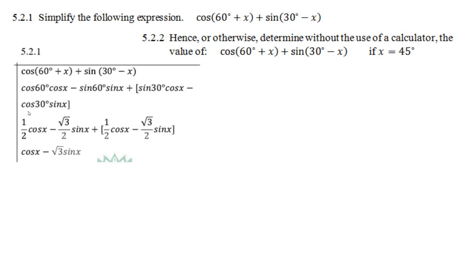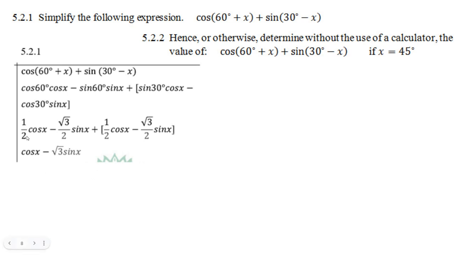Now, you're going to write the cosine of 60 degrees as a half, but they say without the use of a calculator, I think. Well, maybe the first one doesn't, so it doesn't matter. But if you had your special triangle, you could see the cosine of 60 is 1 over 2. The sine of 60 is root 3 over 2. The sine of 30 is 1 over 2, and the cos of 30 is root 3 over 2.